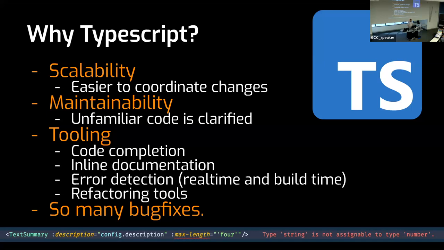The tooling is really the big thing, right? So it's all optional typing. It's sort of sugar on top of JavaScript. But the tooling that enables code completion, inline documentation, we'll see a couple of screenshots of this in a little bit, error detection, obviously, and some refactoring stuff. And the bottom line is just so many bug fixes.